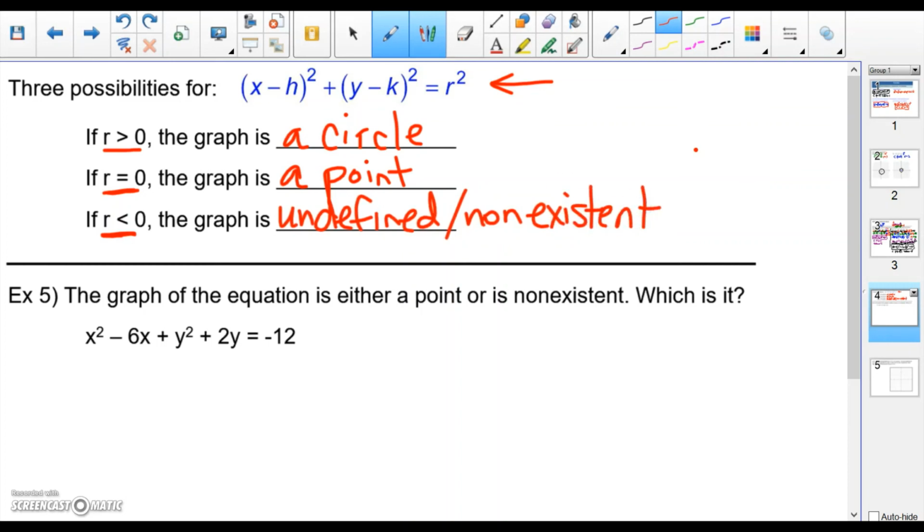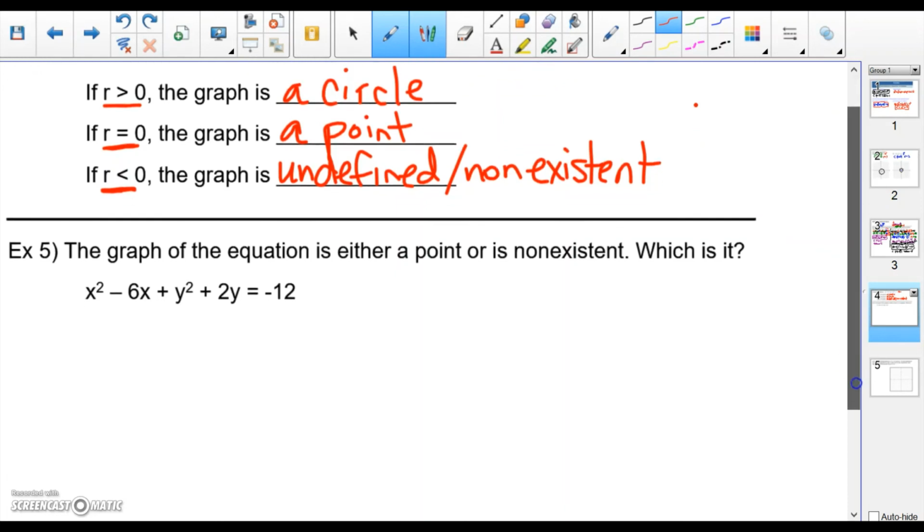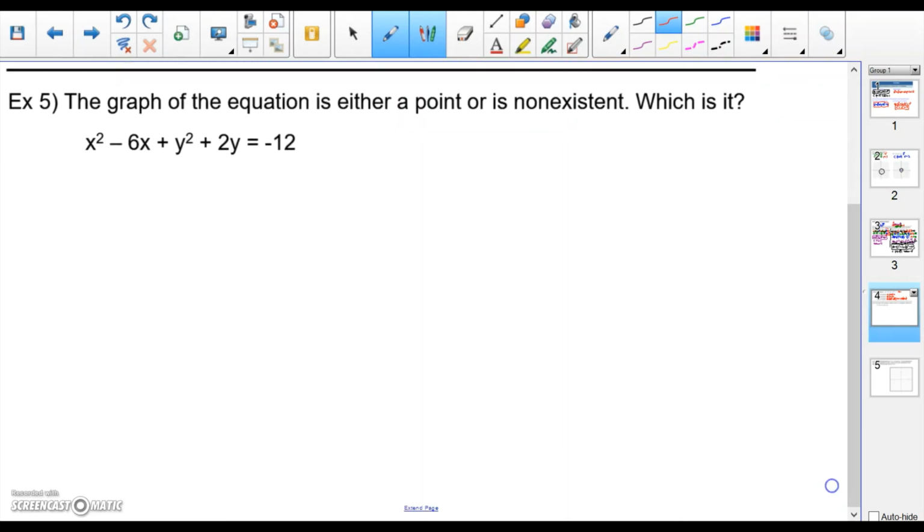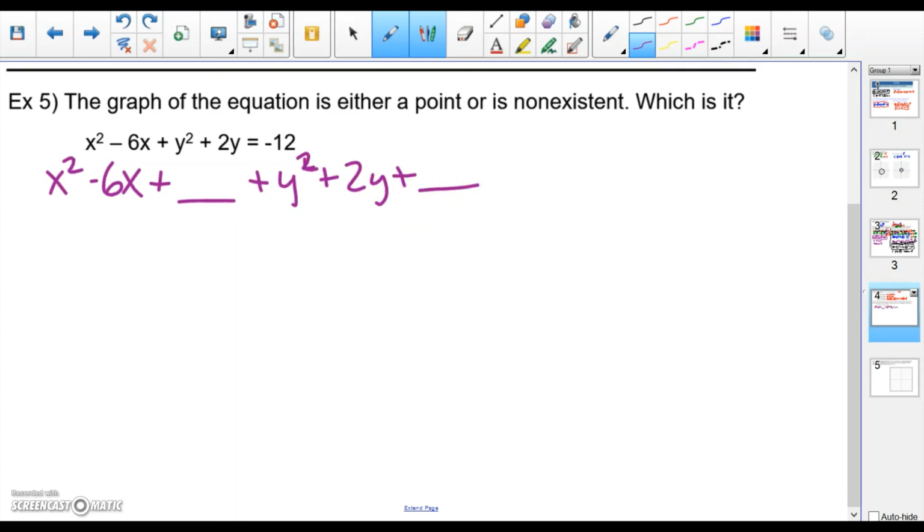Doesn't exist. Example 5 says the graph of an equation is either a point or non-existent. Which is it? So you can't just look at this and tell. You're going to have to put it into center radius form. So we do that completing the square business that we did a minute ago. X squared minus 6x plus blank plus y squared plus 2y plus blank equals negative 12.